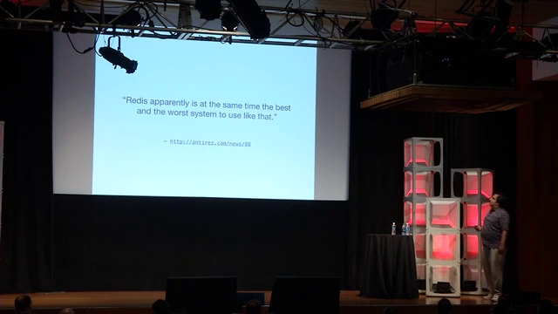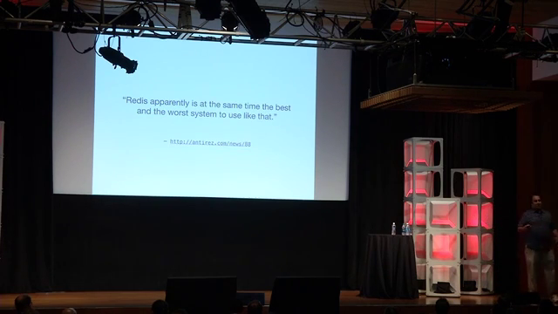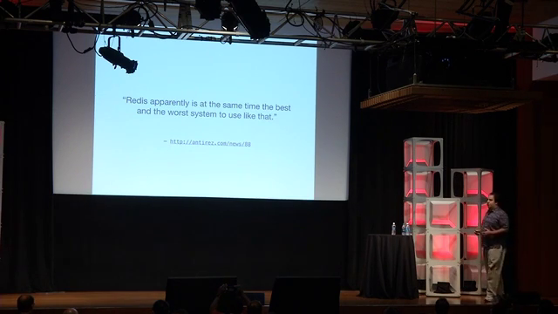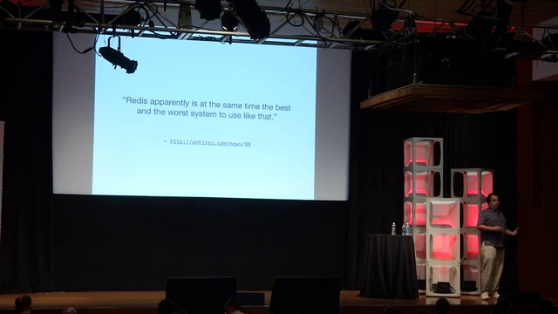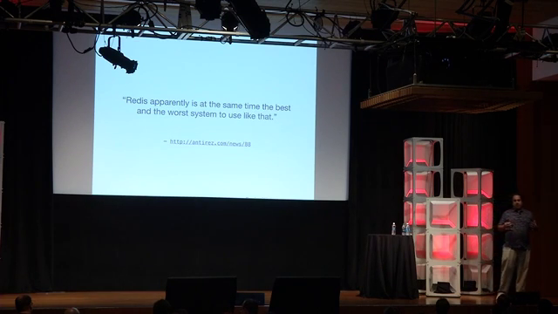Redis apparently is at the same time the best and the worst system to use like that, as a message queue. I found it really fascinating because it sums up my experience of using Redis for this feature. It's really great. You can do exactly what you want. When you run into dead ends with one approach, you can modify it without too much work and get it working. But it's also the worst system because you get something so tailored for your use case that it's a little bit hard to adapt when that use case changes.